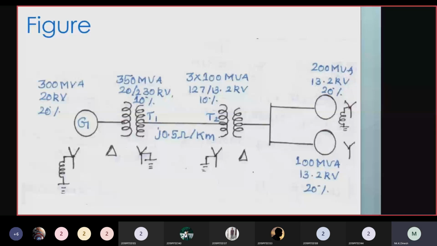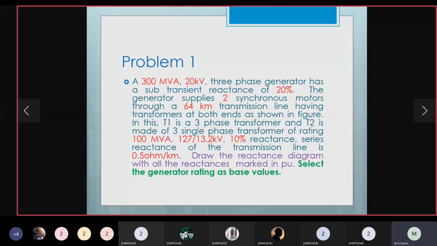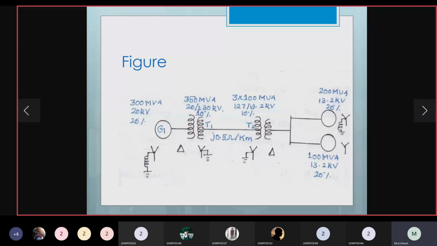I will explain those parameters also. The two synchronous motors are supplied through a 64 kilometer transmission line. So the length of the transmission line is 64 kilometers, having transformers at both ends. On the left hand side of the transmission line you have a transformer, and on the right hand side you have a transformer. T1 is on the left hand side and T2 is on the right hand side.